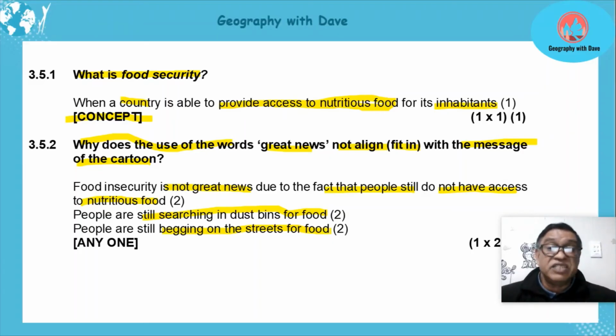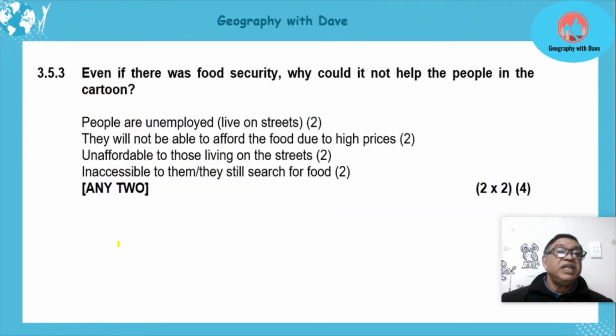He's searching in the dustbin. All right, people still don't have access to nutritious food. Okay, those are your more definite answers. All right, let's go on. Next one. Even if there was food security, why could it not help people in the cartoon?